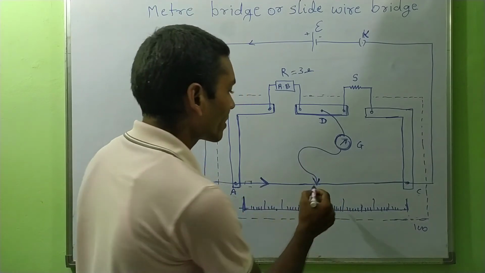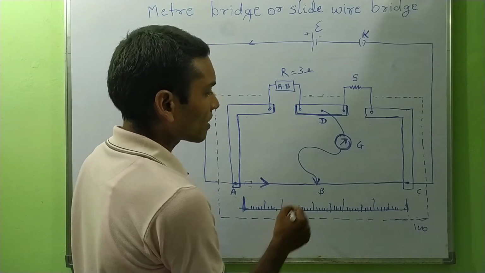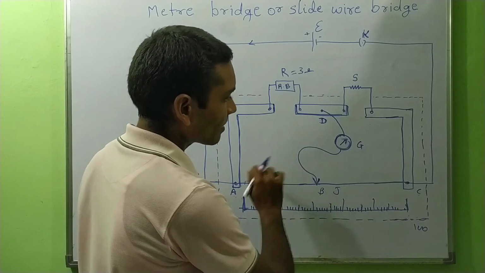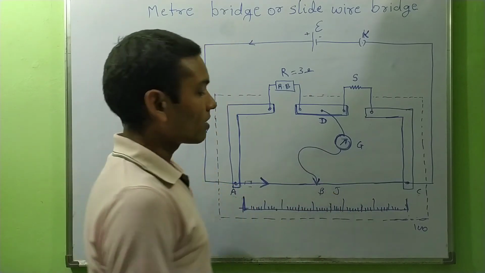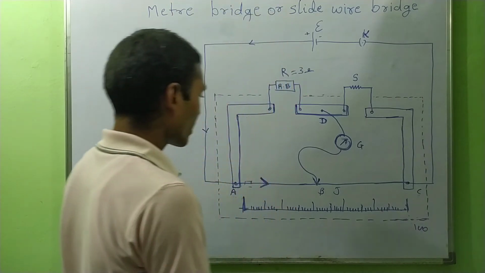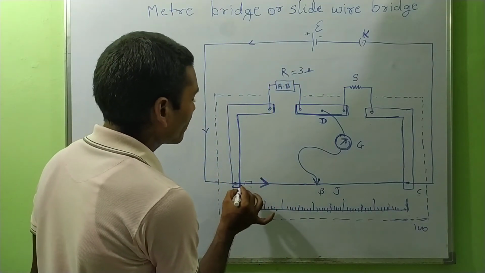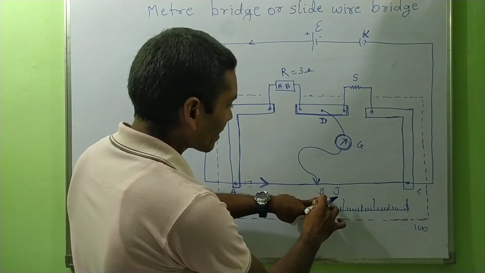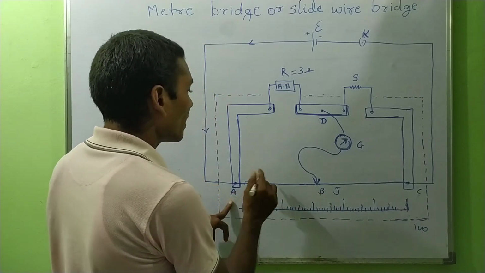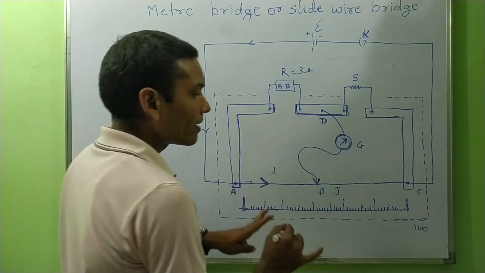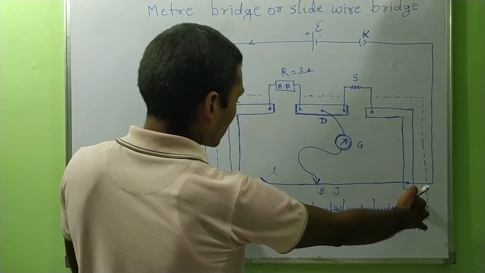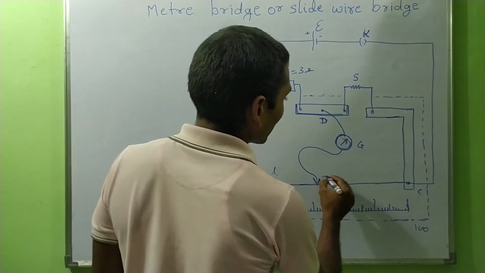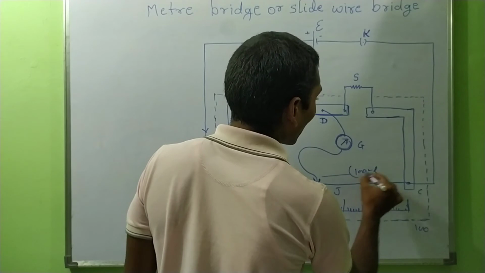At the 0 deflection, this point where zero deflection occurred is said to be the null point. Let this be point B. So this point is said to be a null point. Now we have to find the length, or the distance, of this null point from A. Let this be L, and because the total length of this wire is 100 centimeter, this length will be 100 minus L centimeter.